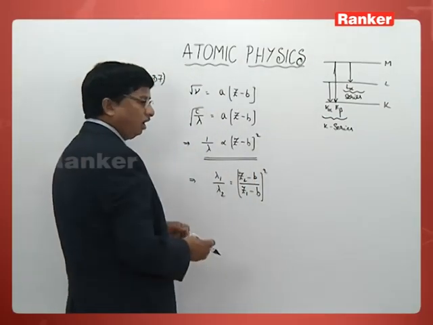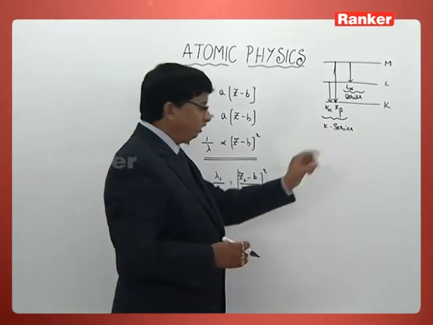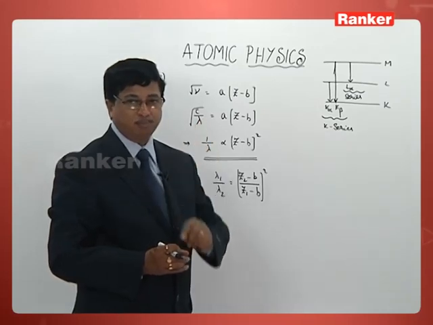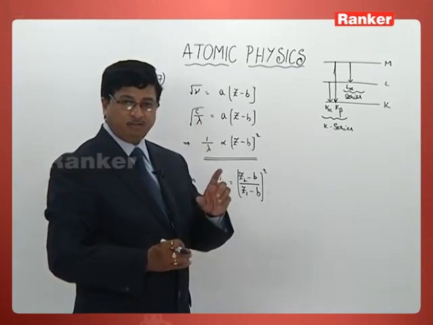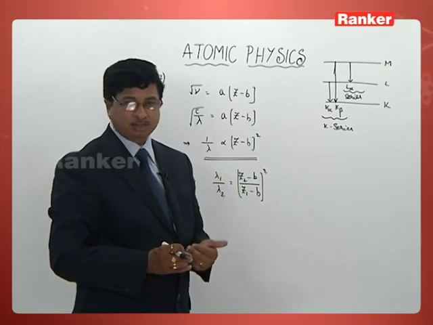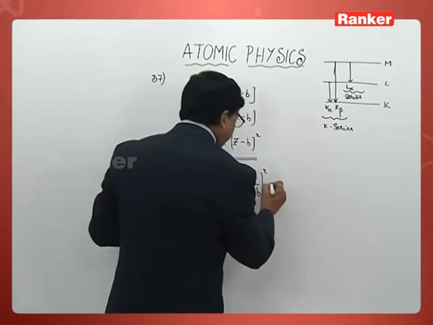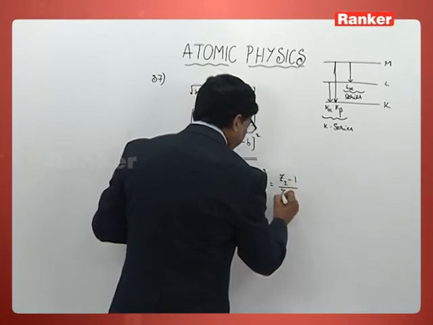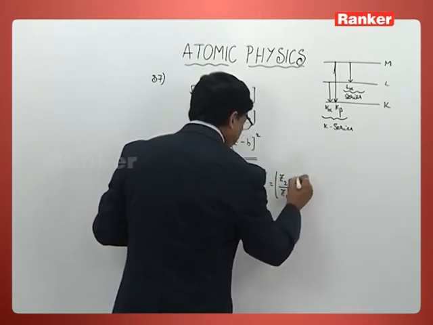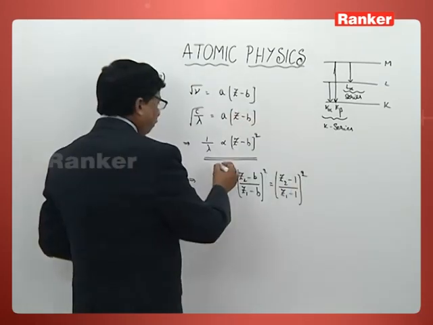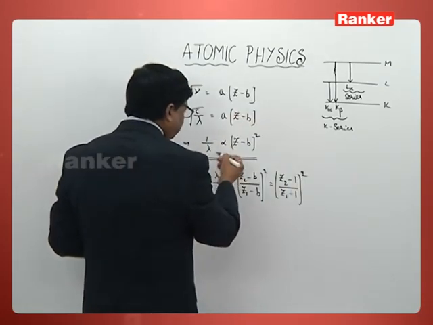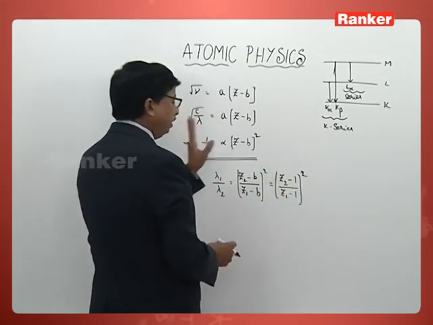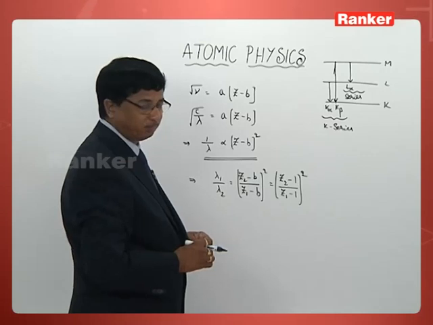But all of you should understand, for the K series, the value of constant B is taken as 1. For the K series, B value is 1, we all know that. Therefore, you can rewrite the same this way: Z2 minus 1 by Z1 minus 1 whole square. So the value of lambda 1 by lambda 2 is Z2 minus 1 by Z1 minus 1 whole square. That is the equation we have.